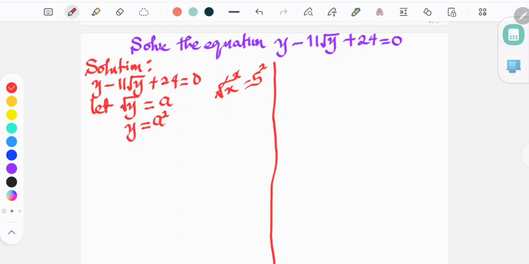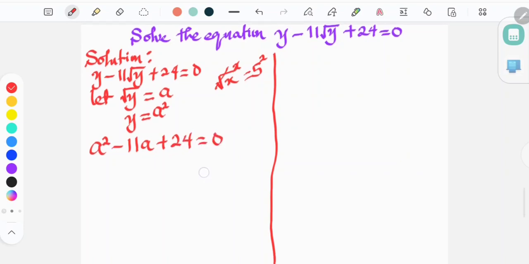All right, so let's go right away to substitute. That means anywhere I see y, I'm going to substitute a squared. Anywhere I see root y, I'm going to substitute a. So y here is a squared minus 11a plus 24 equals 0.